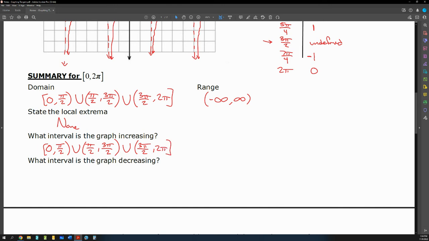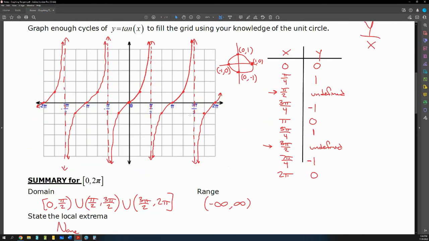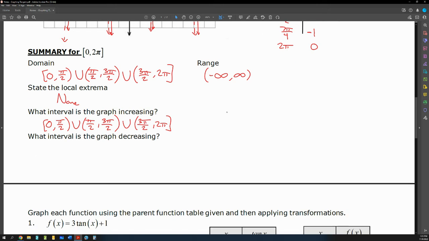For what interval is the graph decreasing? Well, this function always increases over that interval. In fact, over all the domain of this function, it's always increasing. There are no intervals for which this function is decreasing. So this is not decreasing at all. You can say none. You can say the null set, which is like a 0 with a slash through it.